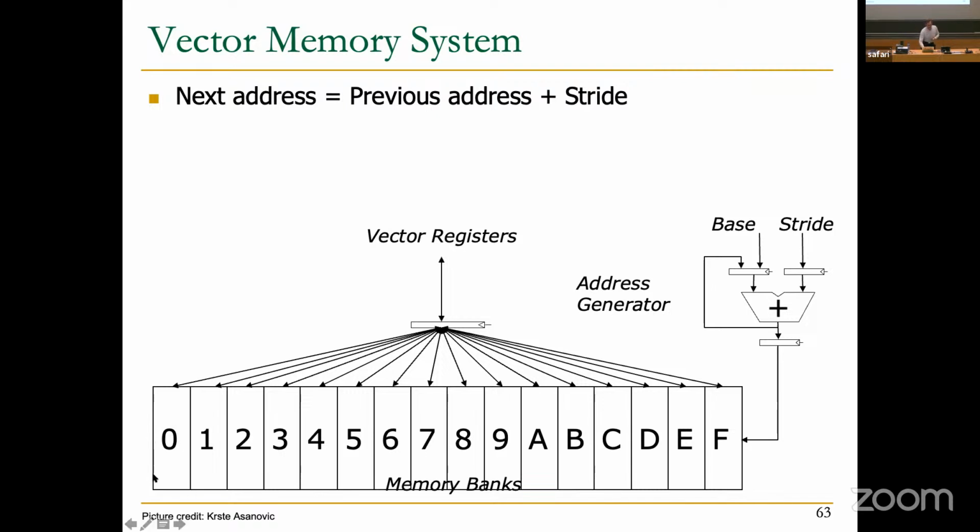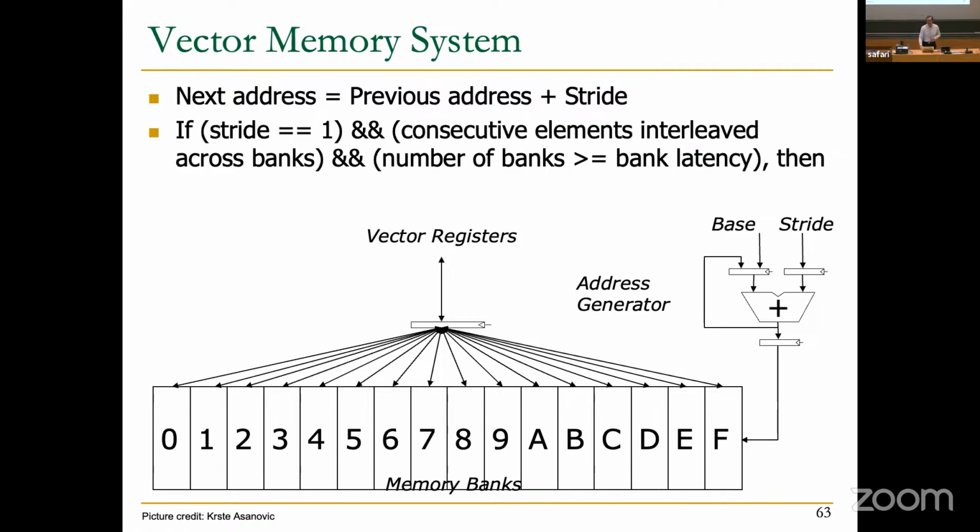Hopefully, that goes to this bank. You increment it by stride. Hopefully, it's 1, let's say. That goes to this bank. In the next cycle, you increment it by the stride. That goes to this bank. And then this bank, this bank, this bank. So consecutive accesses go to consecutive banks. As a result, you can sustain 1 memory access per cycle and 1 element per cycle.